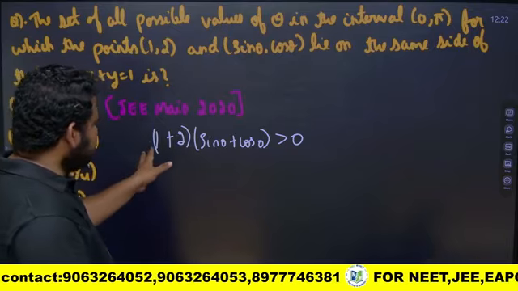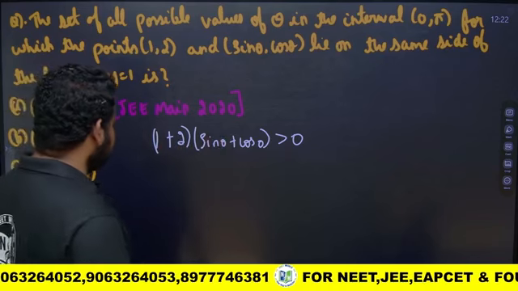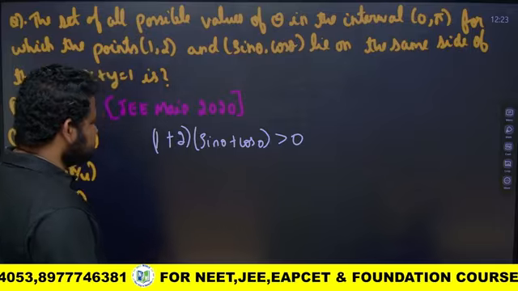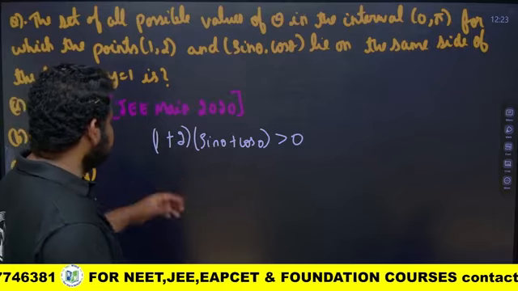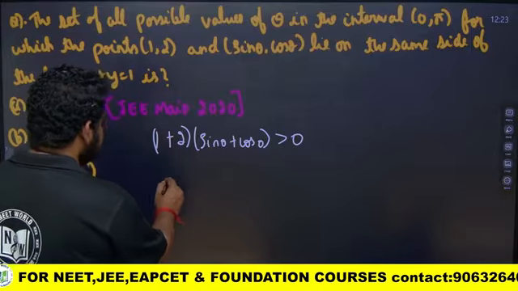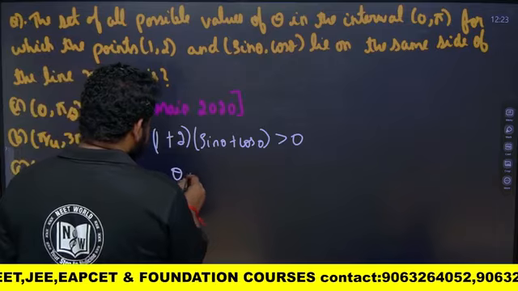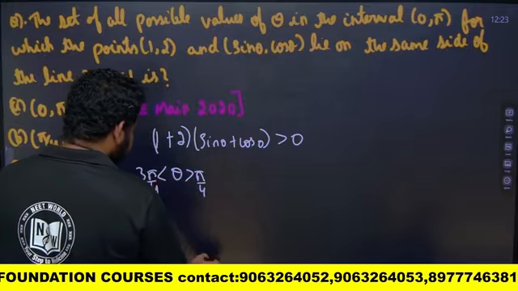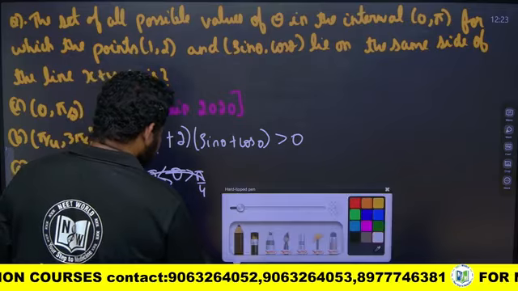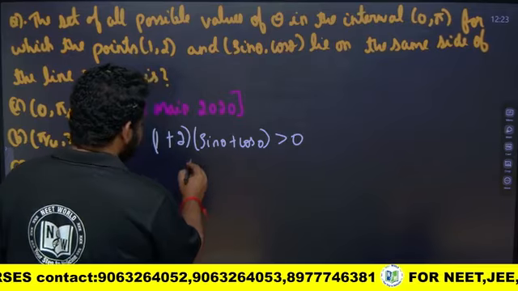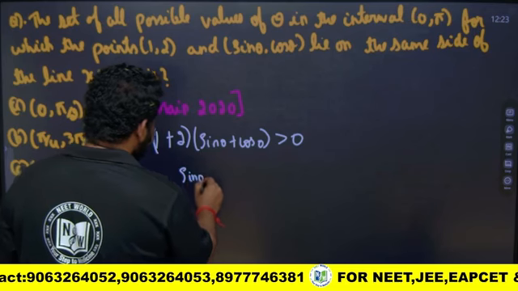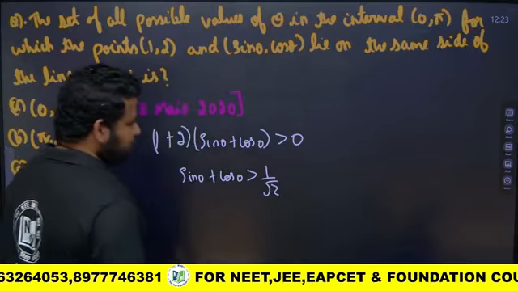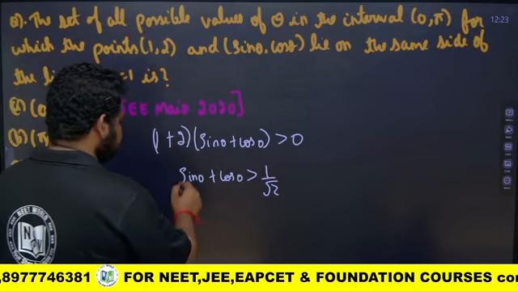So 1 plus 2 is greater than 0 times sin theta plus cos theta minus 1. This will become 3 sin theta plus 3 cos theta, which should be greater than 0. Ultimately, you will get theta greater than pi by 4 but less than 3 pi by 4. You will get sin theta plus cos theta greater than 1 by root 2, if you solve this, which you know already.